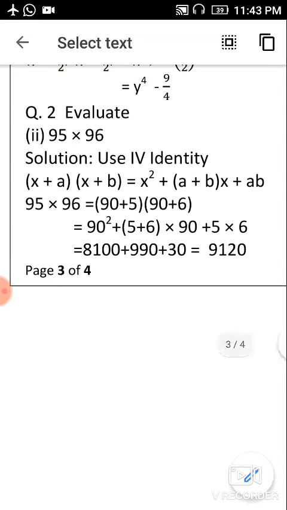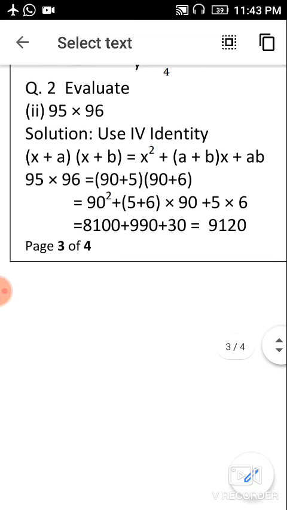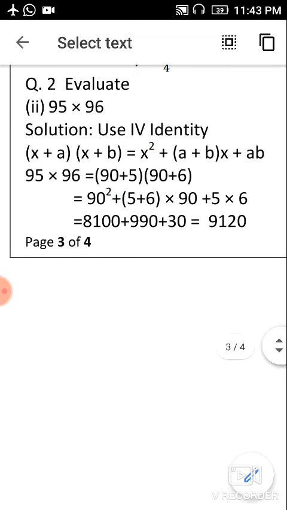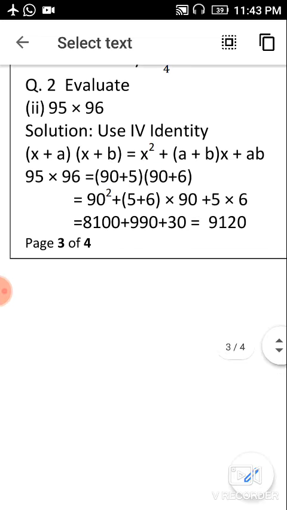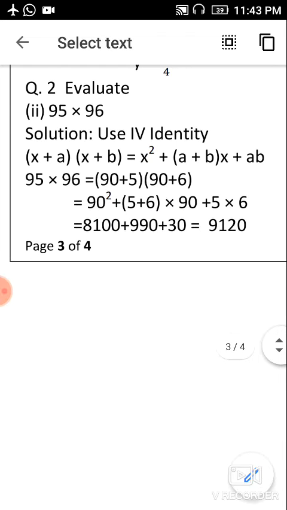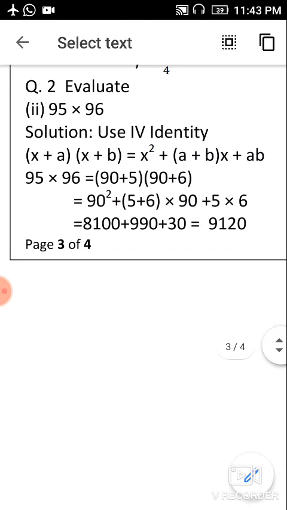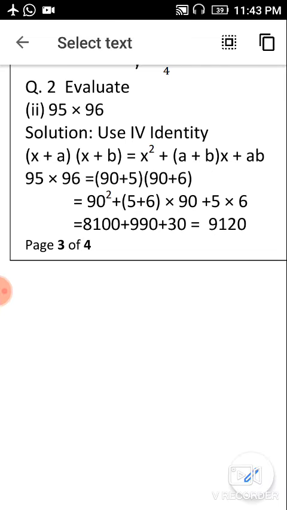Solution: we have to use the fourth identity, x plus a into x plus b equals x square plus a plus b into x plus ab. Now 95 we can write as 90 plus 5, and 96 we can write as 90 plus 6. This also we can write as 100 minus 5 and 100 minus 4. So whatever you think is easy, you can solve by that. So if we take 90 plus 5 and 90 plus 6, here x equals 90, a equals 5 and b equals 6.